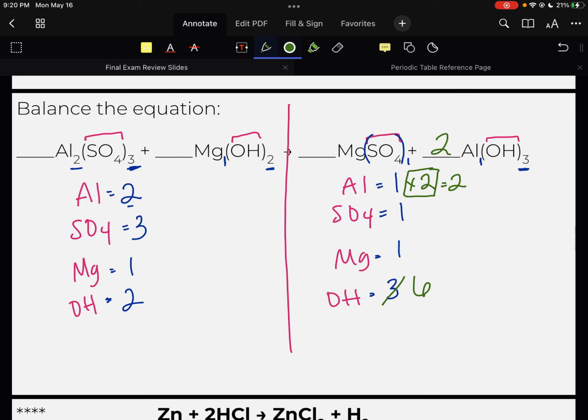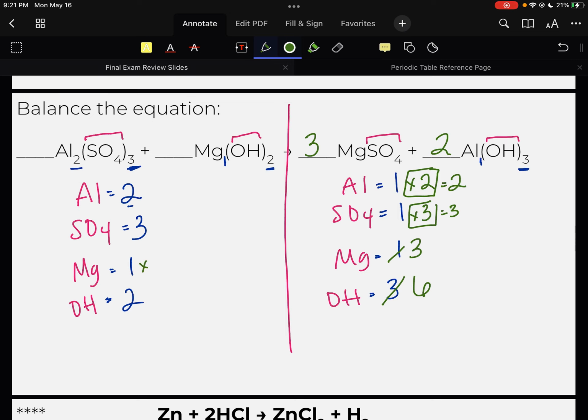So now I'm just going to work my way down. SO4, I have 3 of them here, and I need to make 3 of them on the other side. So I'm going to say times 3. Remember, whatever we multiply by, that goes in the blank. So that gives me 3. But that also gives me 3 magnesiums. So I'm changing my magnesium to 3.